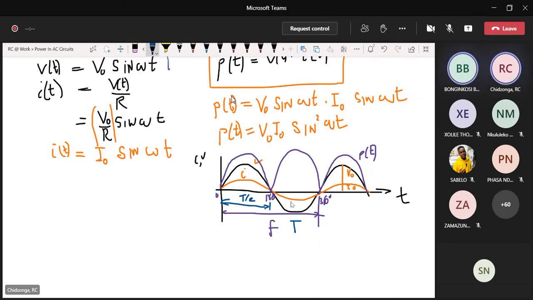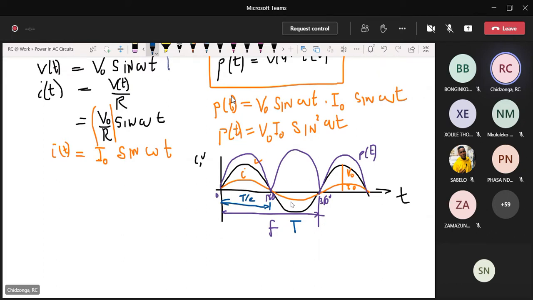I want people to answer quickly so we can move fast. It's positive pulsating DC, sir. Okay. Who is talking? Sibonginkosi, you're 100% right. It is not changing sign. It is pulsating. It is varying in magnitude, but it is not an AC signal because it doesn't go positive, negative, positive, negative. It stays positive, although it is changing in value.